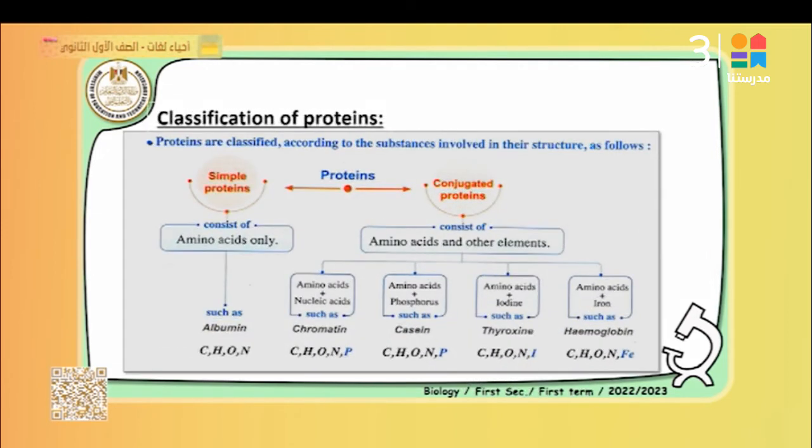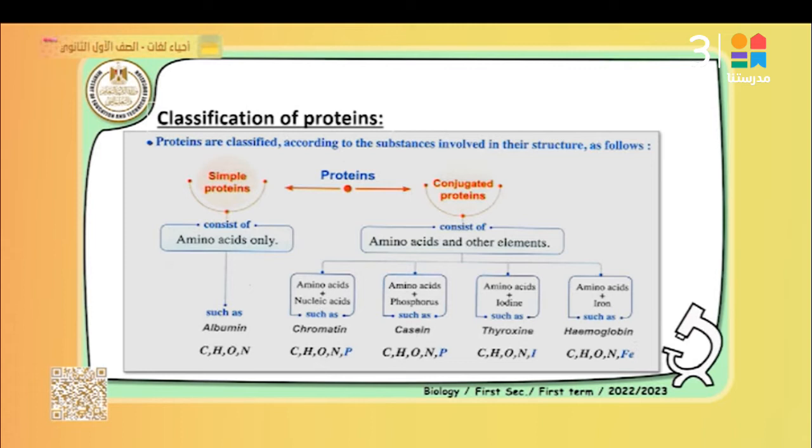Next slides. Protein classification according to the substances involved in their structure is as follows. Number one, simple protein. It consists of only amino acids. For example, albumins. It consists of carbon, hydrogen, oxygen, and nitrogen. It's found in plants, leaves, roots, stems, and in humans in plasma. Focus on this point: albumin plays an important role in regulating water in the blood. It's secreted from the liver in human beings, or from animal cells.